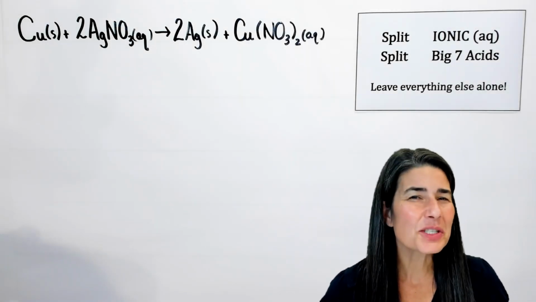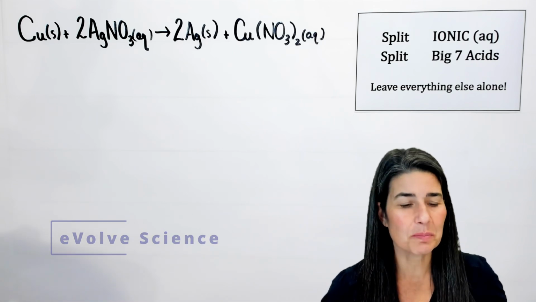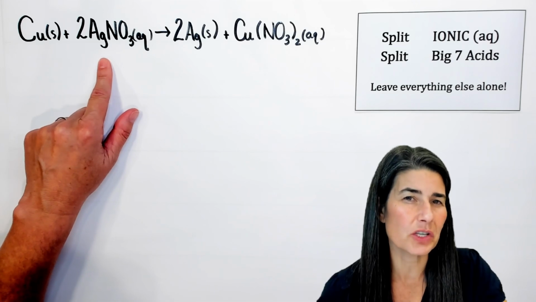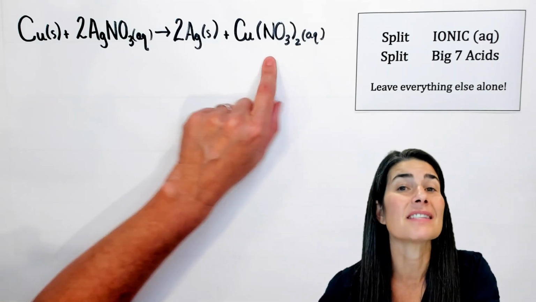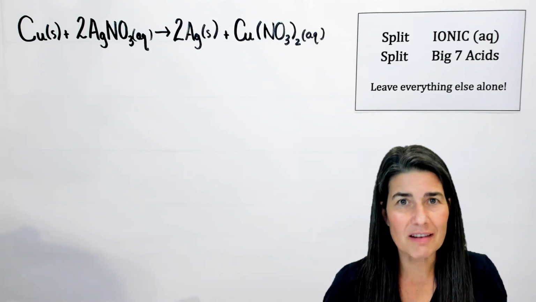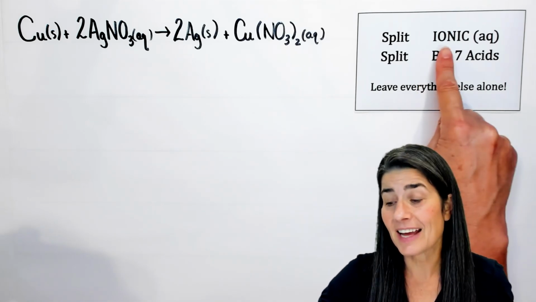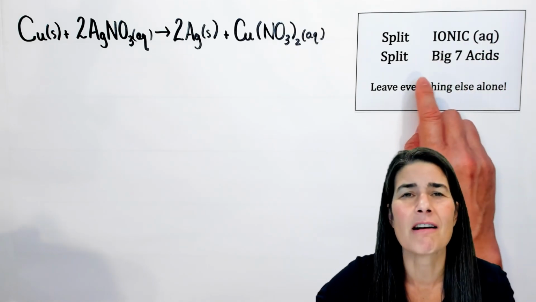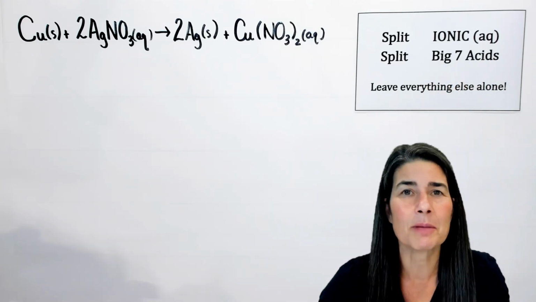Okay, let's write the ionic and net ionic equations for the reaction between solid copper with silver nitrate solution to make solid silver and copper nitrate solution. Let's begin. So remember, the rules to write an ionic equation: we split any ionic compounds that are aqueous, we split our strong big 7 acids, but everything else, we leave alone.